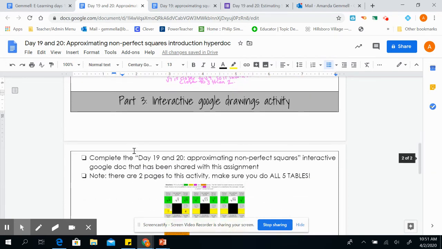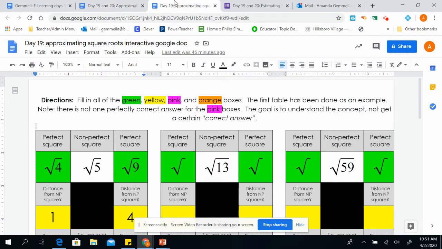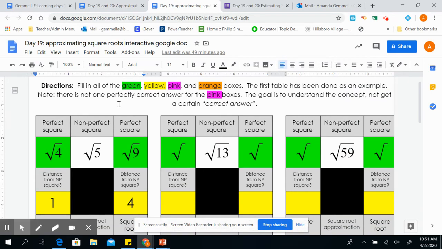Okay, part 3. You need to complete the day 19 and 20 approximating non-perfect squares interactive Google Doc that's been shared with this assignment. And remember, there's 2 pages for this activity. Make sure you do all 5 tables. It looks like this. Okay, so you'll fill in all the green, yellow, pink, and orange boxes. The first table, this one has been done as an example.